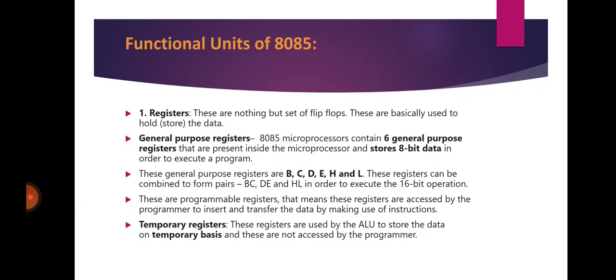A register is nothing but a set of flip-flops. They are usually used to hold the storage of data. General purpose registers: 8085 contains 6 general purpose registers. The microprocessor stores 8-bit operands, so 8085 performs only 8-bit operations with registers. If we need to perform a 16-bit operation, you have to pair the registers, like the BC register pair, HL pair, DE pair. If you want to execute 16-bit operations, you can combine the register pairs.